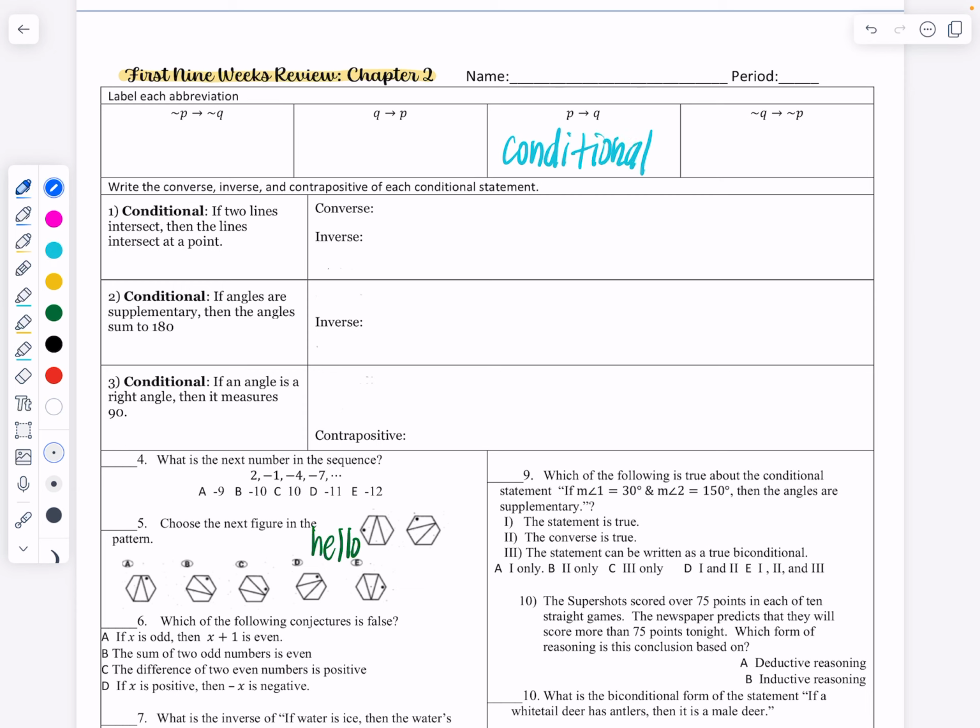This first one, the not P, then not Q, that little symbol right there means not. You're either adding the word not to the hypothesis or taking it out. Same thing for the conclusion. That is going to be our inverse.